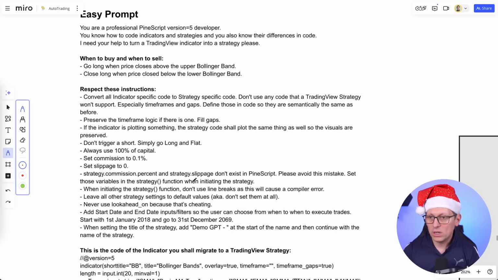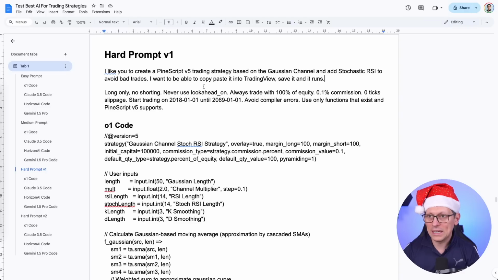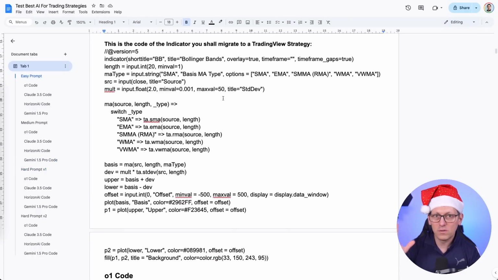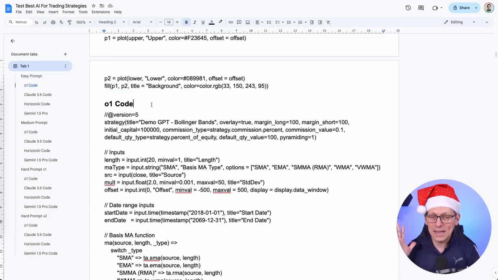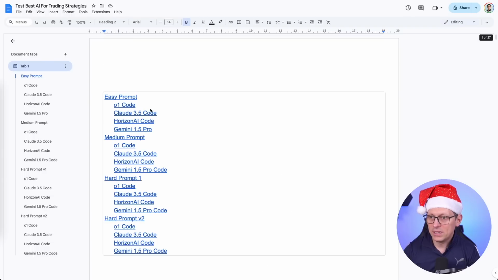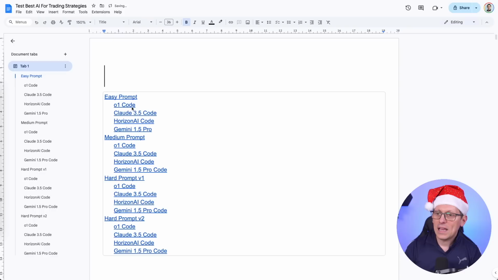So the prompt was as follows. And by the way, you have full access to this prompt because you're gonna get access to this document here. And this document contains all of the prompts and all of the code that has been generated by all of these AIs. So it doesn't get much better than that. Oh, by the way, here you can see the table of contents, right? You have the easy prompt, the medium prompt, the hard prompt version 1, and the hard prompt version 2. And by the way, I have to click here to update this. And you can see that I've tested them with all of these AIs.